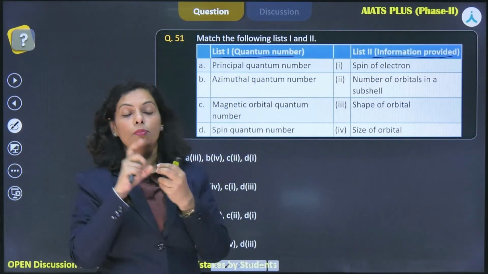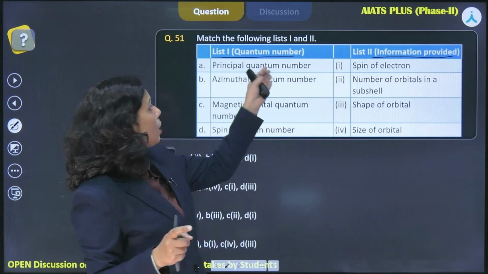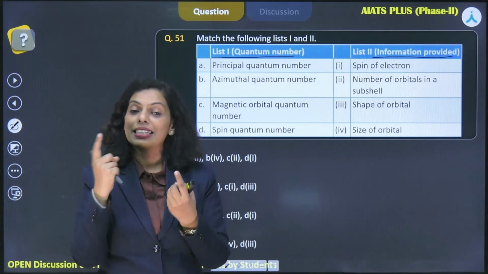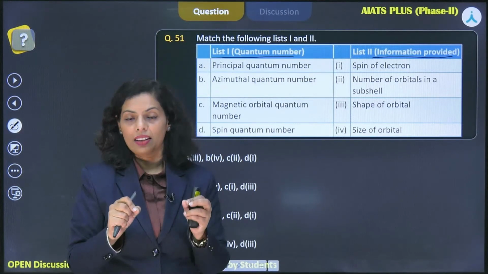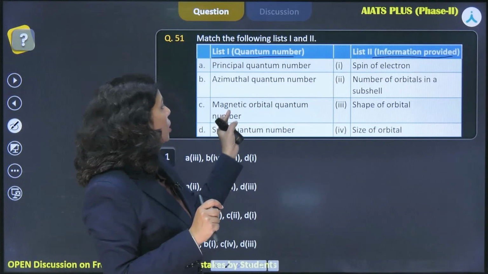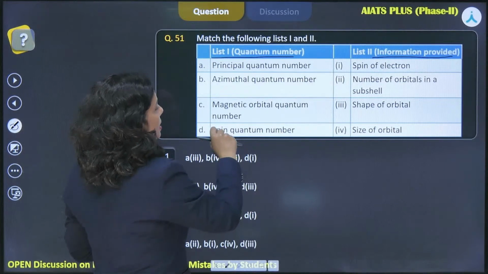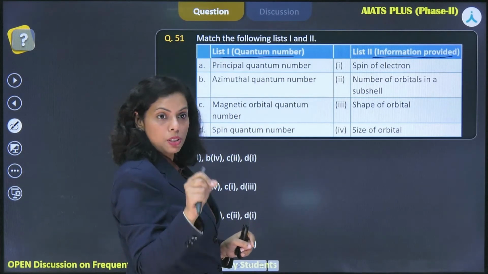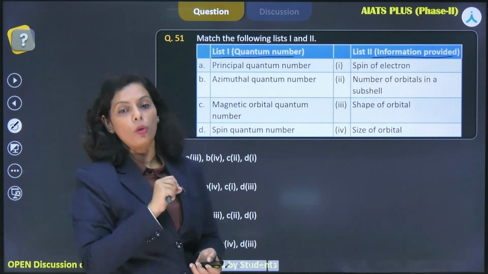So the azimuthal quantum number, suppose you are talking, that tells us about the shape of the orbital. The principal quantum number tells us about the initial address. It means the size and the energy of the shell. Further, the magnetic orbital quantum number is given. So when I'm talking about the magnetic quantum number, that tells us about the number of orbitals which are present in a subshell. And further, the spin of the electron in that orbital.